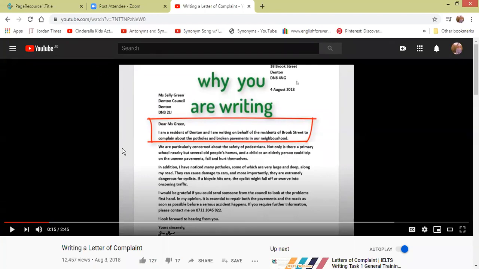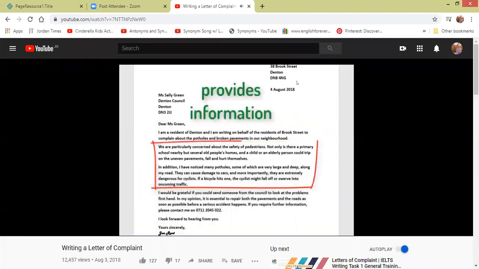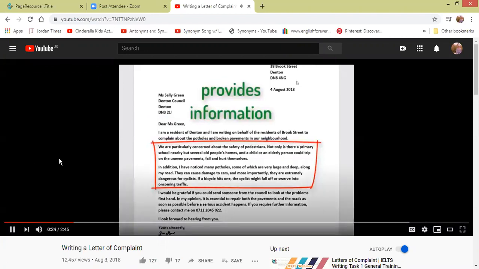So you can complain. Okay, let's continue. Then a main body that provides the reader with information so they can respond to the complaint. Okay, so again, now we have the body part. Notice that the body takes up most of your letter. It's the bulk of your letter.